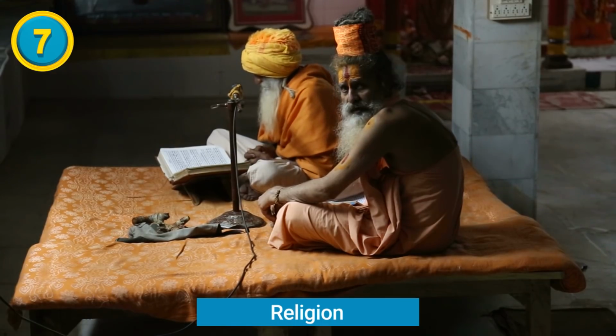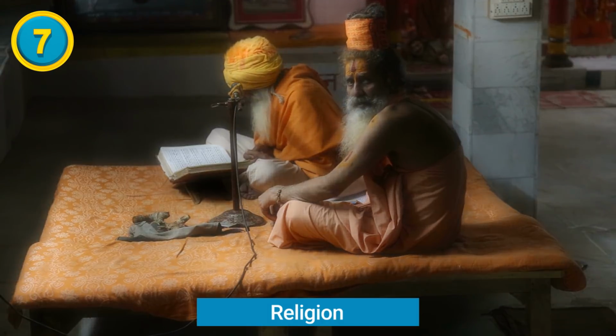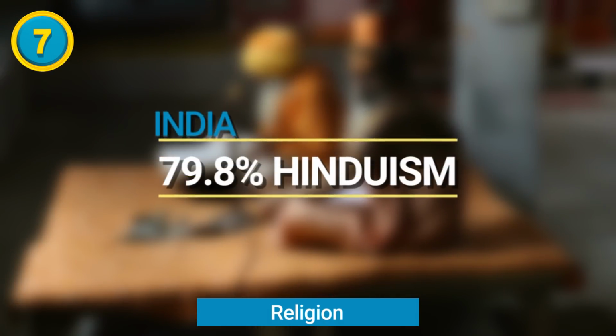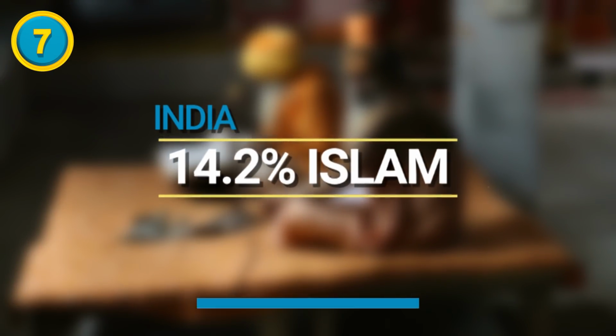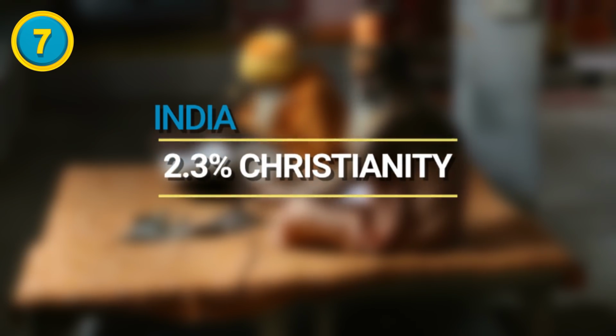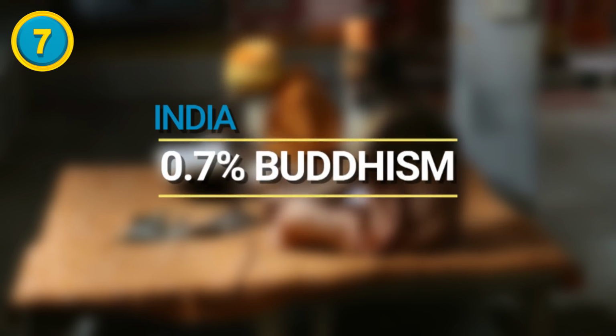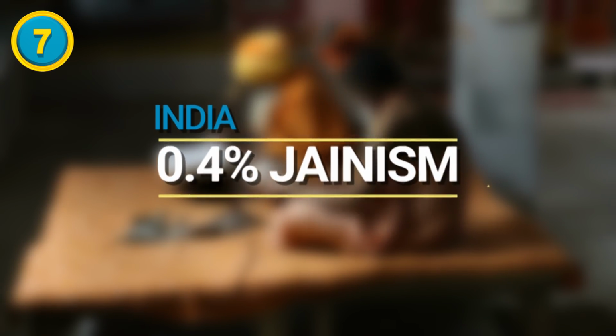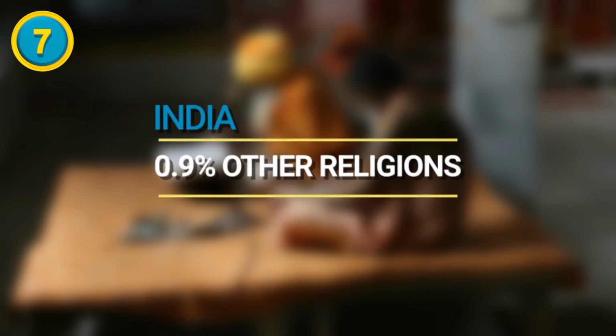So over in India, 79.8% of the religious population identify as Hindu, 14.2% identify with Islam, 2.3% are Christian, 1.7% identify with the religion of Sikhism, 0.7% with Buddhism, 0.4% with Jainism, and 0.9% identify with other religions.